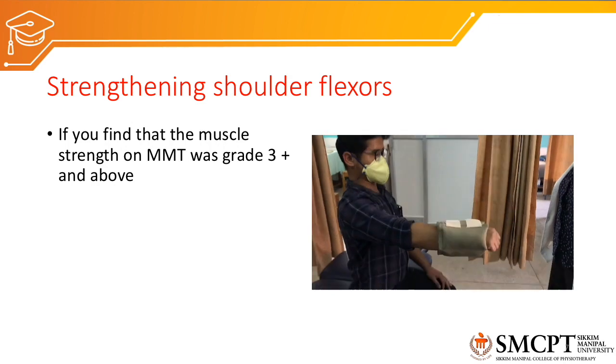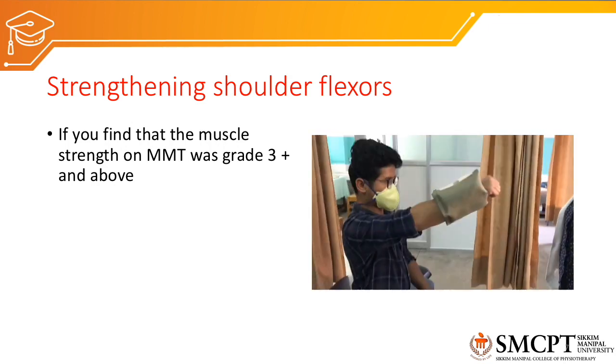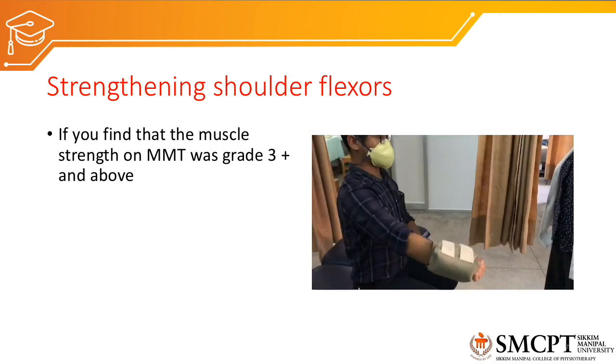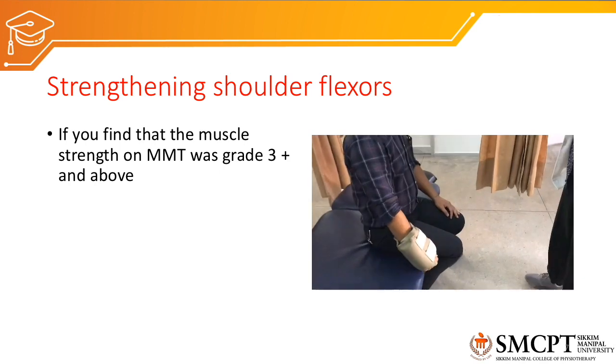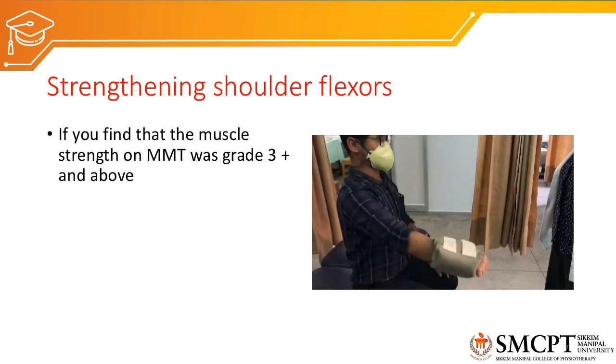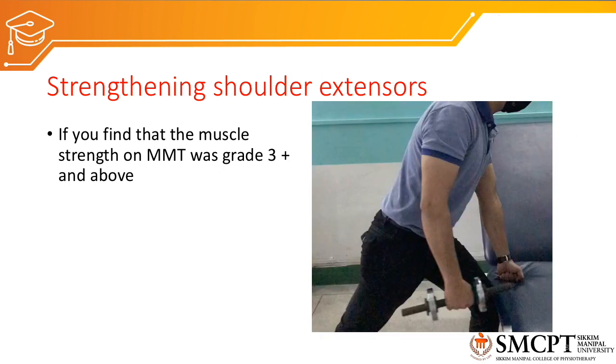This weight is 1.5 kg, which is the 10 repetition maximum for this particular patient. So 10 repetition maximum varies for every patient. The patient can be in sitting or standing position. Next, how to strengthen the shoulder extensors. So you can see this picture.